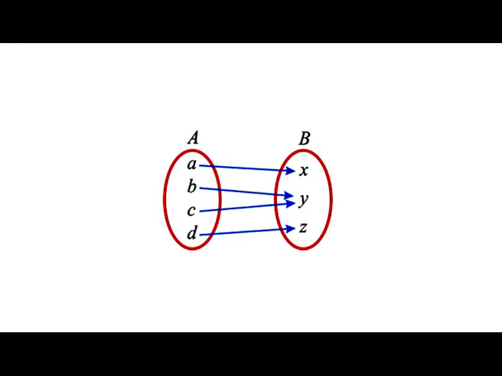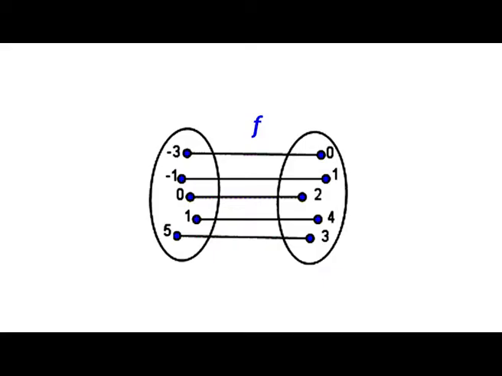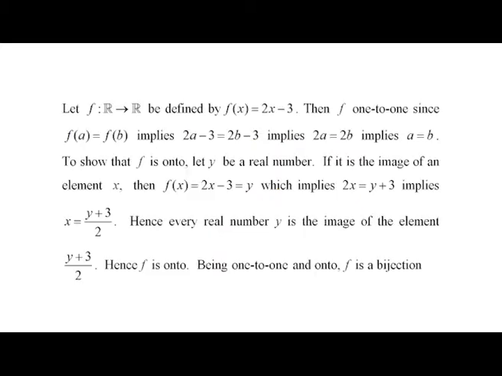That is, if the image of f is the entire target set B. If f is a function from set A into set B that is both one-to-one and onto, then f is called a one-to-one correspondence or bijective map between set A and set B. Let f be a function from R into R defined by f(x) = 2x − 3.